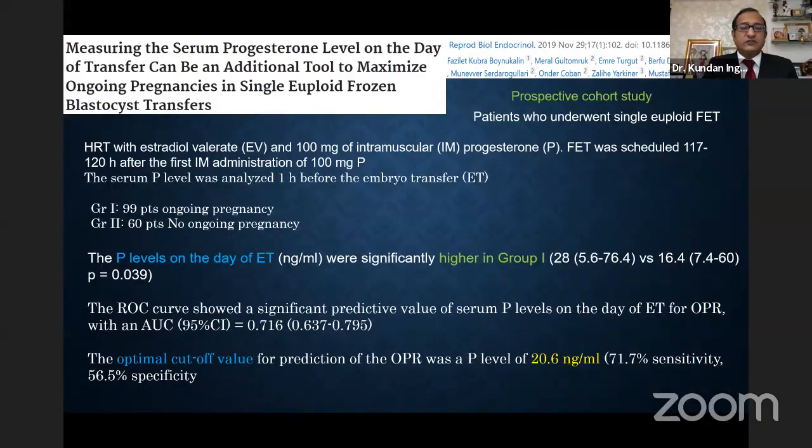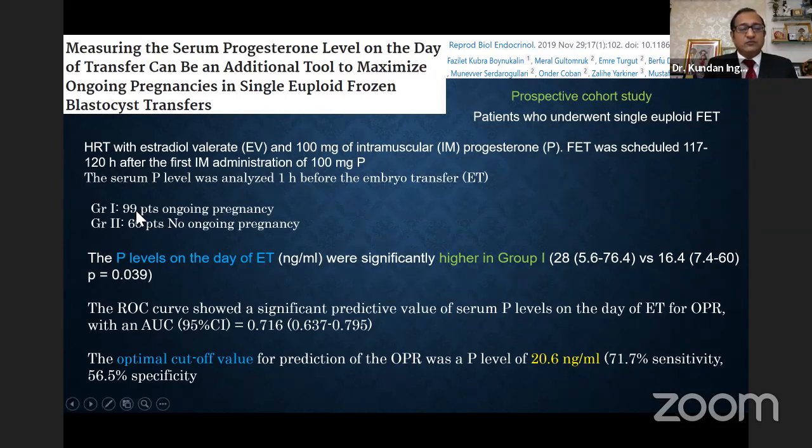This was another prospective cohort study that measured serum progesterone levels on the day of transfer. They utilized this as a tool to maximize ongoing pregnancy rate in patients who received a single euploid frozen blastocyst transfer. The technique was hormone replacement therapy with estradiol valerate, followed by 100 milligram intramuscular progesterone, and frozen embryo transfer was scheduled 120 hours after the first IM administration of 100 milligram. Progesterone levels were analyzed 1 hour before embryo transfer, and then all the patients were divided into 2 groups.